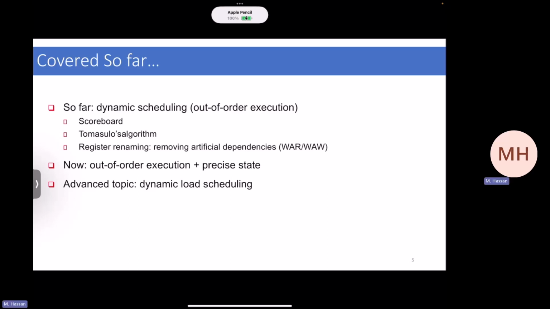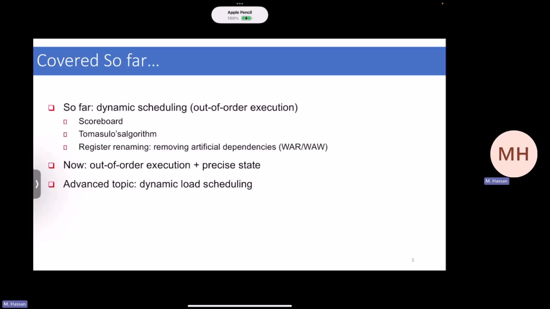Good. So what we have done so far is scoreboarding and Tomasulo, and for Tomasulo's algorithm, I'm using register renaming mainly to remove the non-fundamental dependencies, so write after read and write after write. Now, a problem that we discussed briefly in one of the lectures is that with out of order execution, I have the problem of precise state.